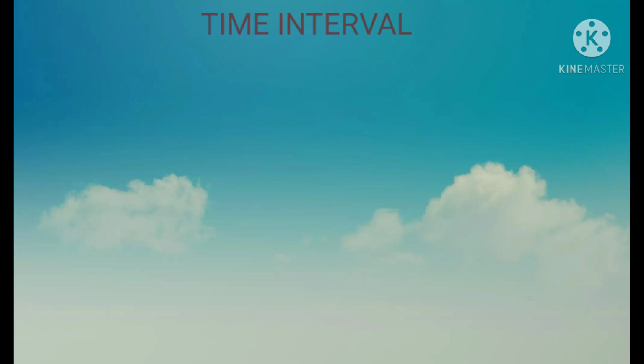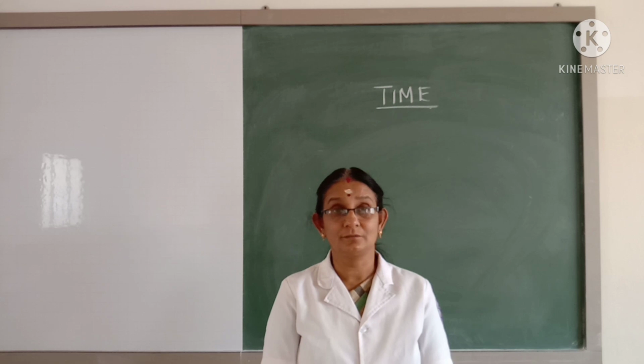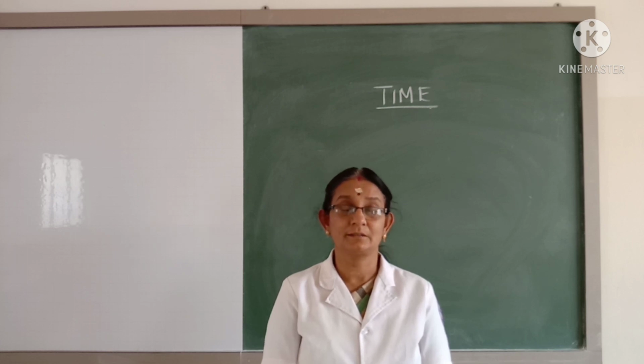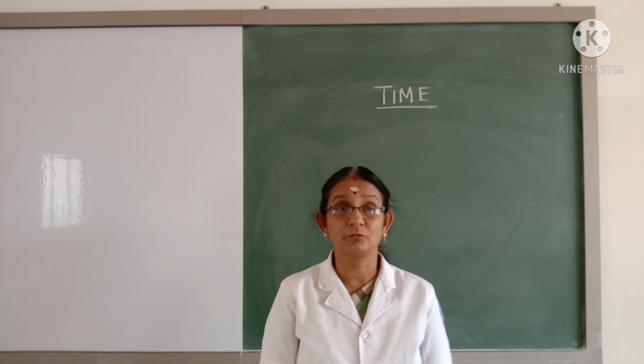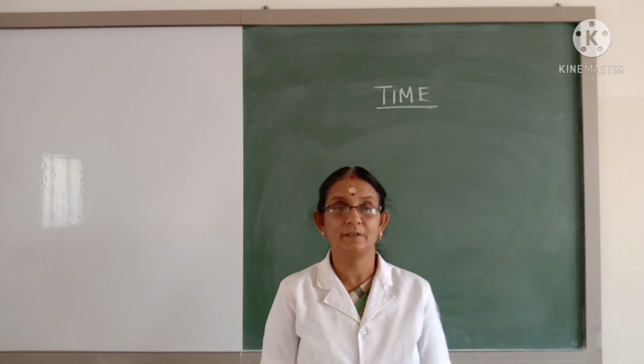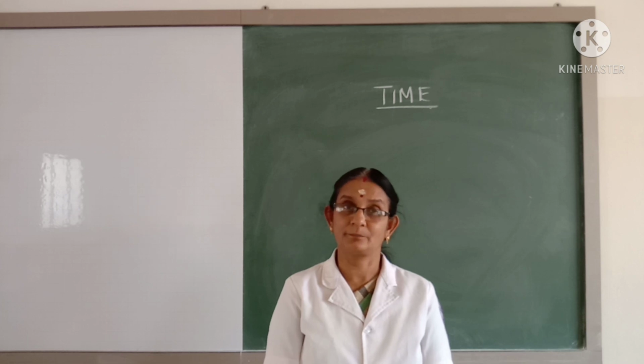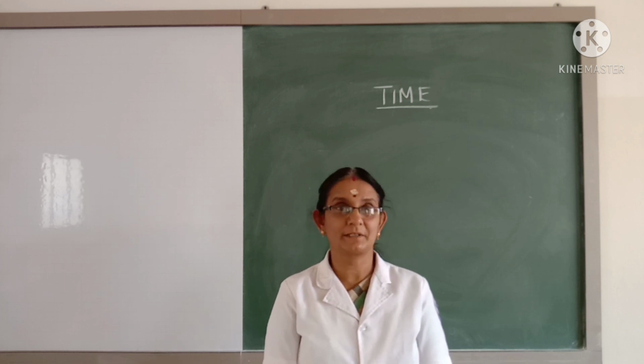So, children, I hope you have understood how to calculate the time interval. Now, I had been to the kitchen to cook the midday meal at 7:30 a.m. and I took about 1 hour 15 minutes to do the cooking. So, what is the time when I finish my cooking? So, I need to know the finishing time, isn't it, children? So, let us learn how to find the finishing time when the starting time and time period is given.